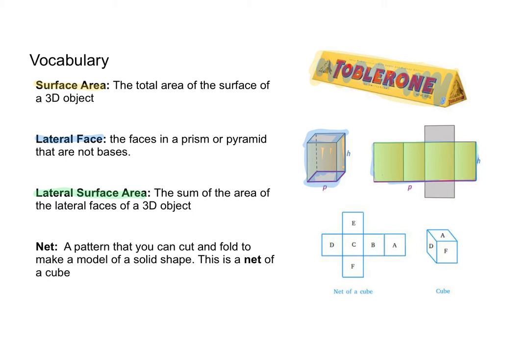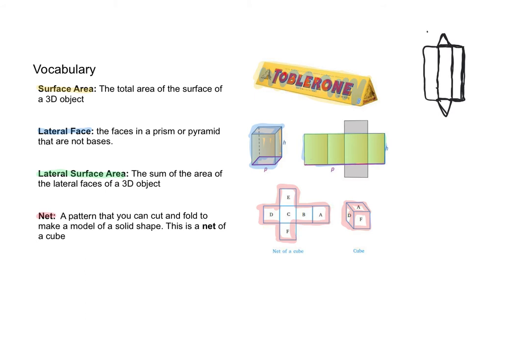And then lastly, we'll be looking at nets. Nets are patterns that you can cut and fold to make a model of a solid shape. So right here we have the net of a cube. So here is our cube. And then the net is as if I cut it open and showed what shape it would look like. So my net for this Toblerone might look something like this. There's our two bases, and then everything else is those lateral faces or that lateral surface area. I'll just highlight that blue. There's the lateral surface area.